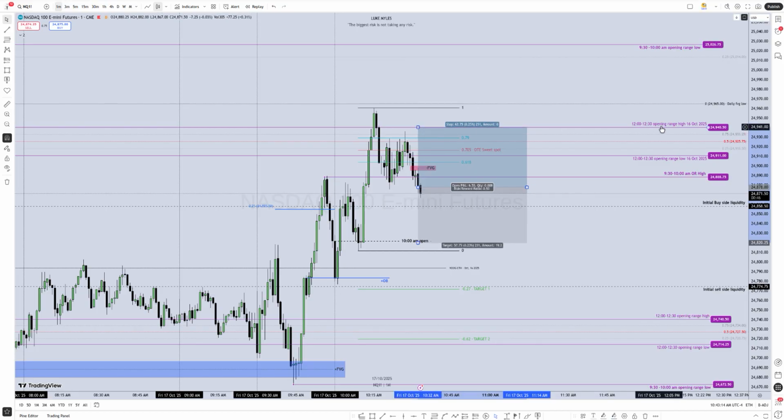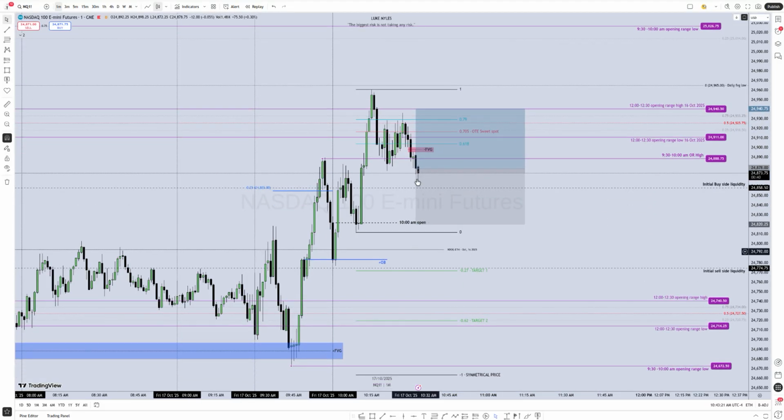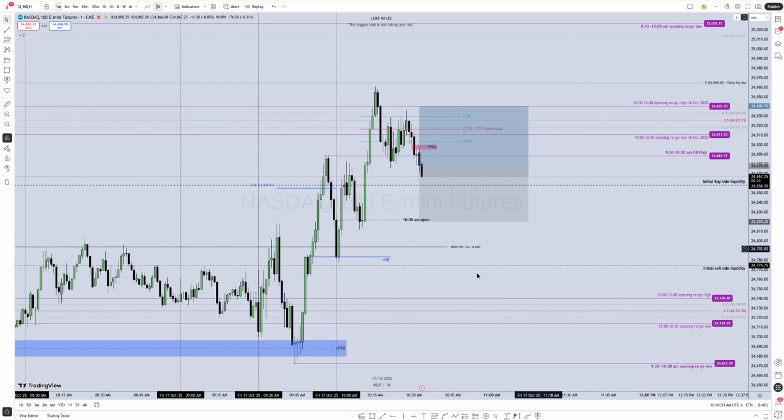Stops at the 12 a.m. to 12:30 opening range high for the 16th of October trading. Now we are coming back into, let me put this off, and need these levels, and I need my automated entry level. So if that is my execution, I'm having that as the automated entry.